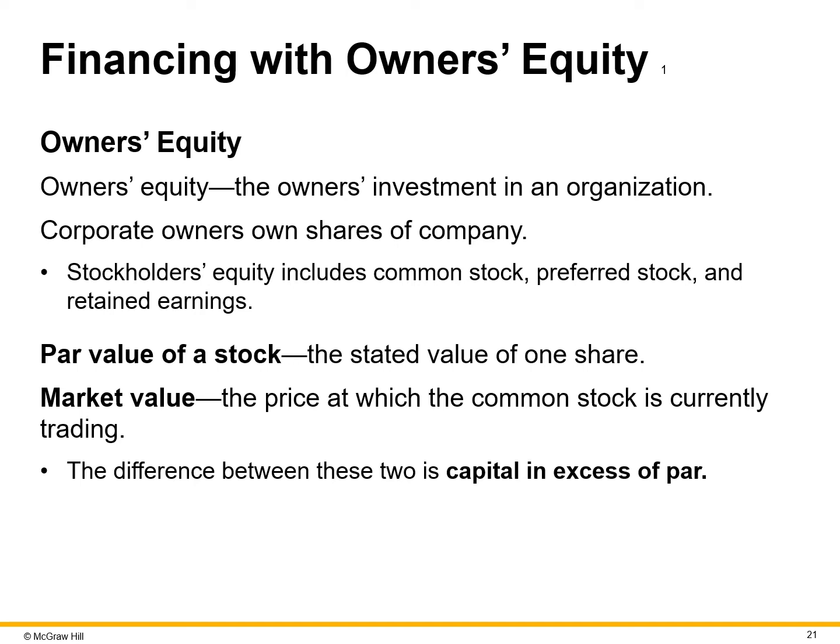The par value is the dollar value of a stock printed on the stock certificate. The market value is the current market price of the common stock, and the difference between the stock's par value and its offering price is called capital in excess of par. Preferred stock gives owners preference in distribution of the company's profit, but not voting privilege. The primary advantage of owning preferred stock is that it is a safer investment than common stock.